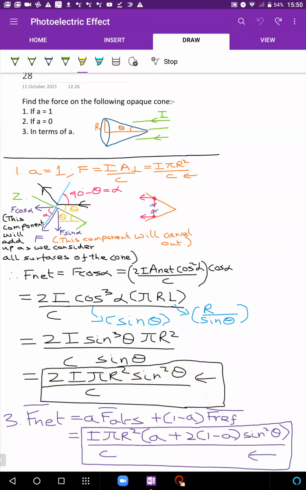Whoever asked this, did you get it? Did you understand? And it's definitely not an easy question, but did you get the idea conceptually? Let me know.